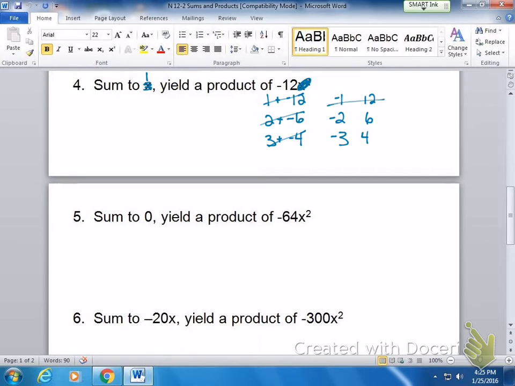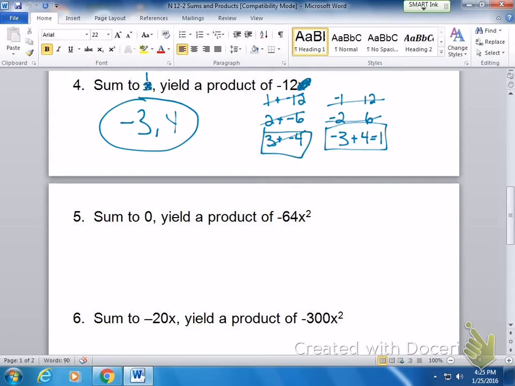-1 plus 12 is not 1. -2 plus 6 is not 1. But -3 plus 4 is 1. Those are our answers, -3 and 4. So, when I did this backwards one first, I got really close. That should have been a clue that if I switched the sign, it actually was the answer. So write out your factors, see which ones add up to the number you want, and go from there.